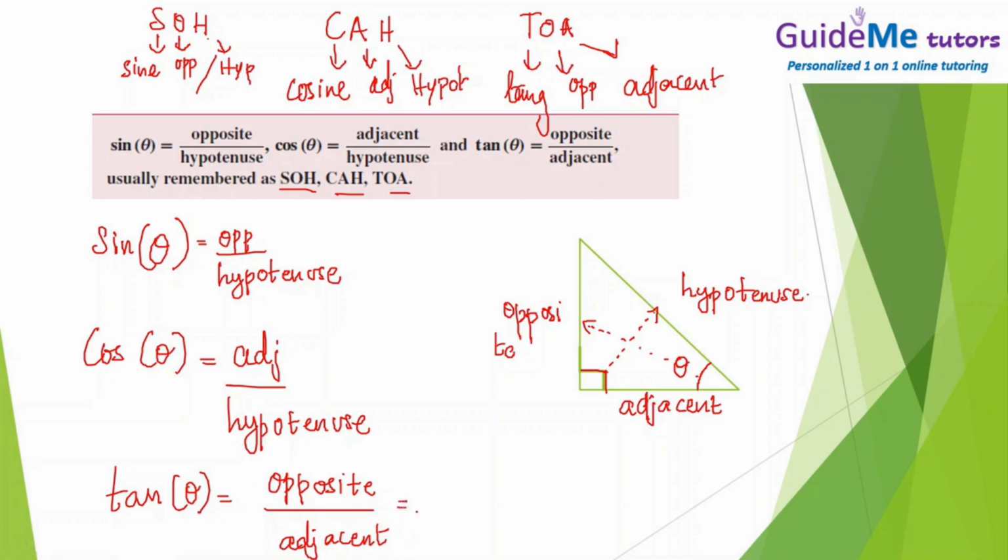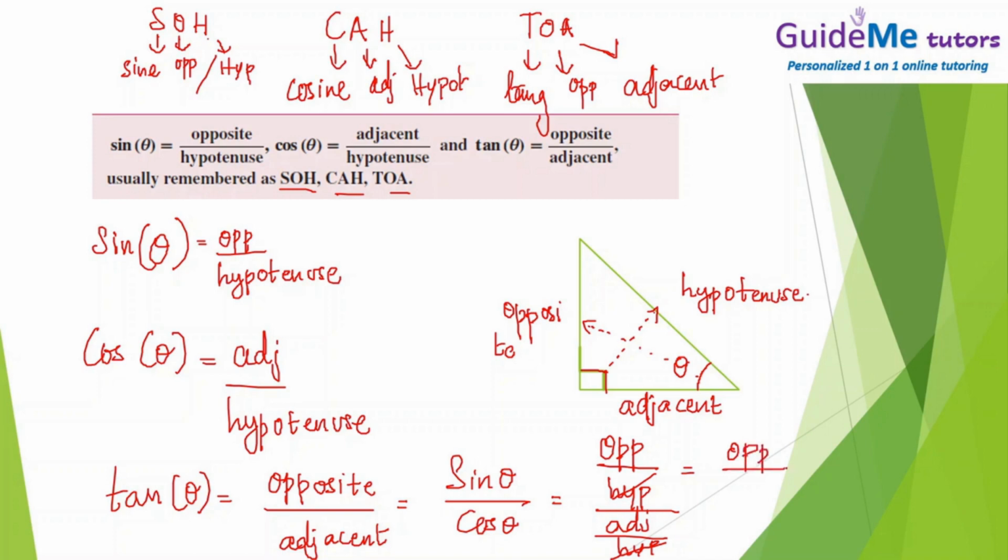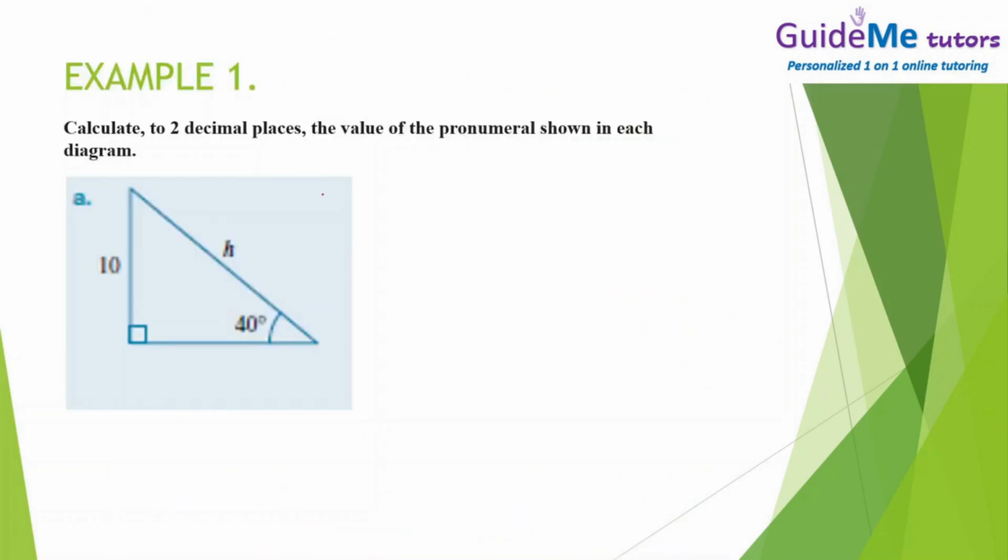We have another important relation: tan theta is equal to sine theta over cos theta. Let's see how this is possible. Sine theta over cos theta is opposite by hypotenuse, over adjacent over hypotenuse. So I can cancel the hypotenuse and hypotenuse, and I will get opposite over adjacent. So that is what tan theta is. Hope this is clear for you. Now we can do some problems based on this.